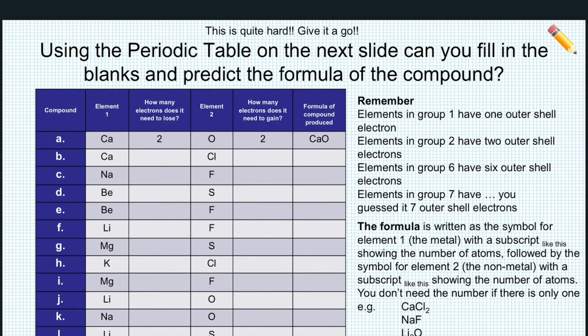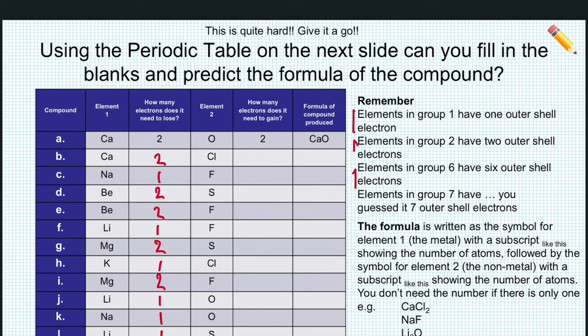So using the periodic table on the next slide, can you fill in the blanks and predict the formula of the compound? And this is a little bit harder. Elements in group 1 have 1 outer shell electron, so we can actually find out the elements in group 1 are sodium, lithium, potassium. So each of those has 1 outer shell electron. Elements in group 2 have 2 outer shell electrons. So calcium's in group 2, beryllium, magnesium are all in group 2. So they have 2 outer shell electrons to lose.